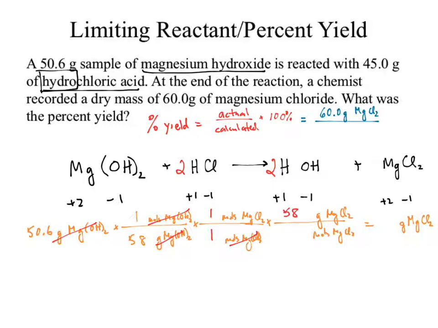No, why not? The 58 is for magnesium hydroxide. I want it for magnesium chloride now. So I have to go back to the periodic table and recalculate. The chlorine comes in at 35 times 2, 70, plus the magnesium at 24, 94. I get 94 grams is 1 mole.